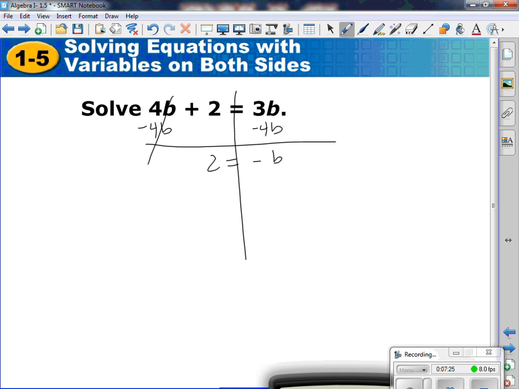Do I want to know what negative b is? What do I care to know about? I need to know what b is, not what negative b is. So really what I'm doing in theory is times by negative 1, times by negative 1. Negative 2 is b. That is my answer. This one might have taken a hair less work, but you had to think.